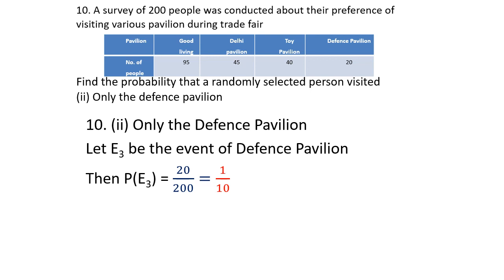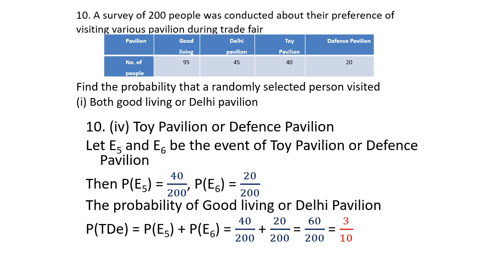Okay, the next question: only the Defense pavilion. Defense pavilion is 20 by 200 or 1 upon 10. Only the Toy pavilion is 40 by 200 or 1 upon 5. And Toy pavilion or Defense pavilion: Toy pavilion is 40 by 200 and Defense pavilion is 20 by 200. When we say or, we add them up. 40 by 200 plus 20 by 200 is 60 by 200 or 3 by 10.